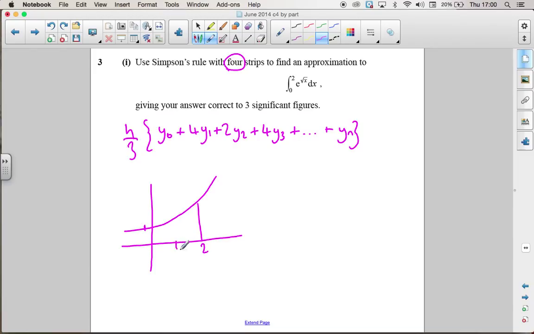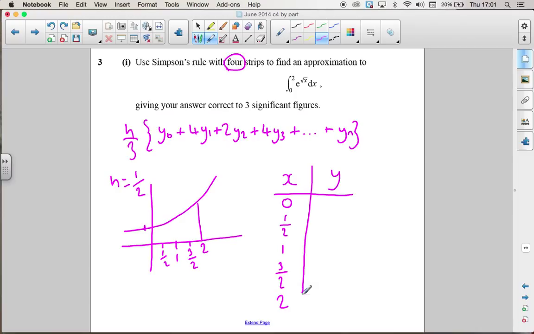It wants us to have 4 strips. So I know the width of my intervals is going to be a half. So h is a half. We're going to save that for later. And I'm going to write down my table of x and y values. So x is going to be 0, a half, 1, 3/2, and 2.